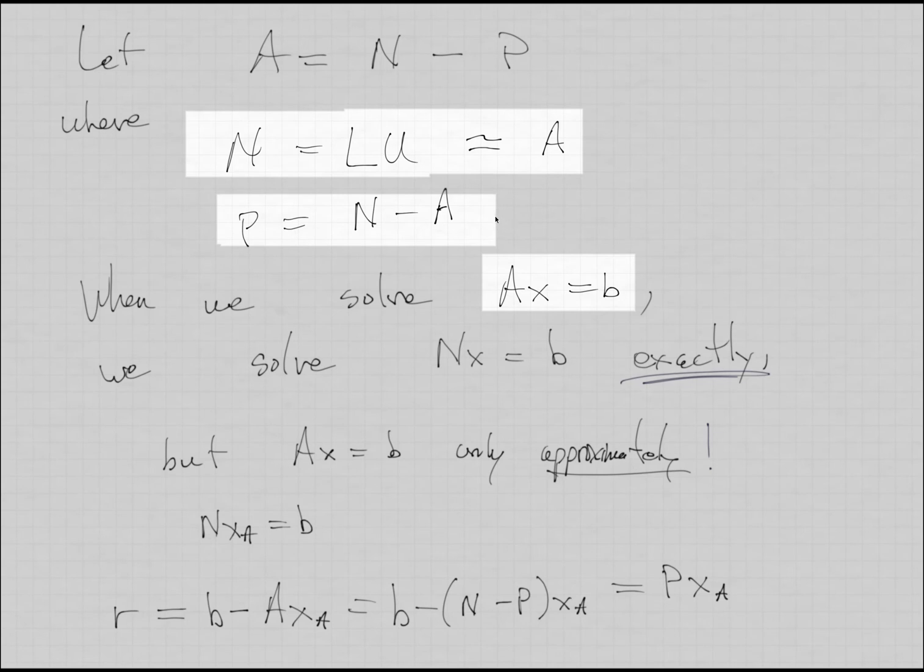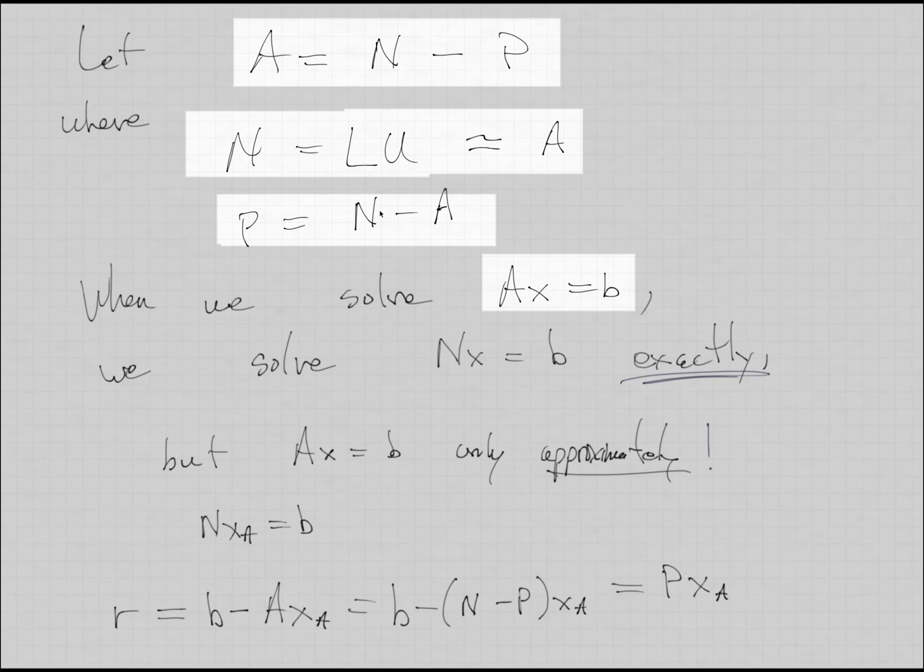By the way, I found this a little irritating. Normally, the error is the true value minus the approximation. Here, it's reversed. It's the approximation minus the true value. So the sign is reversed. That actually turns out to be convenient for some formulas that we'll do, but I find it a little irritating. Anyway, what that means is that you can break A down into N minus P, not N plus P, but N minus P.